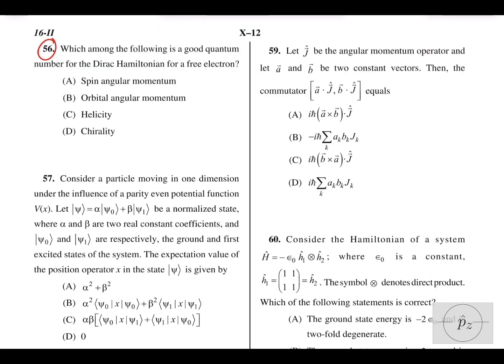Problem number 56. Which among the following is a good quantum number for the Dirac Hamiltonian for a free electron? We know the helicity, which is defined as the projection of the spin operator along the momentum, commutes with the Dirac Hamiltonian for a free electron. So option C would be the correct answer.